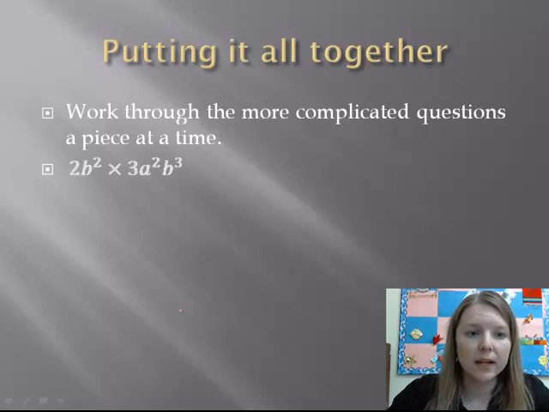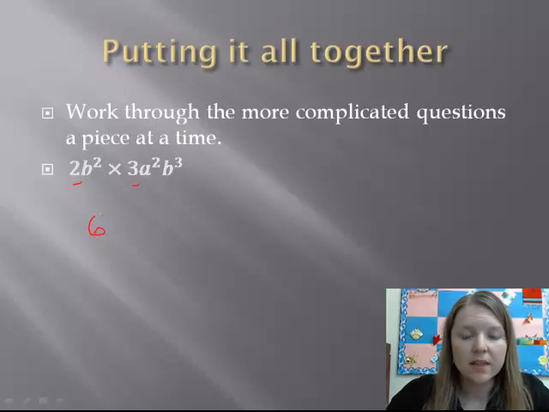So if we have something like 2b squared times 3a squared b cubed, piece at a time. So number by number, so we have 2 times 3, that'll give us 6. Then go to your a's. We have no a's in this first one, and we have 2 in the second one, so we have a squared. So that will be our a piece. And then we have b squared times b cubed. Remember, bases are the same. When we're multiplying, we add the exponents together. So this becomes b to the power of 5.